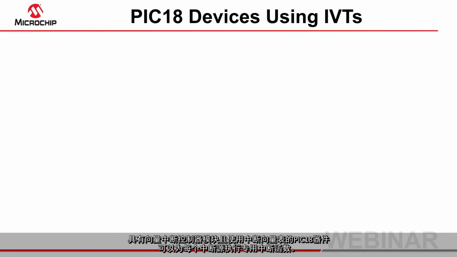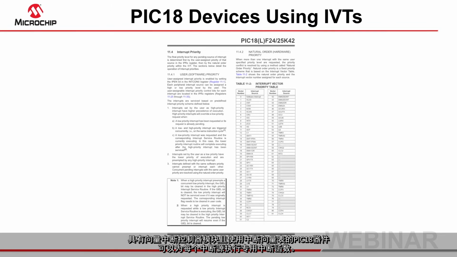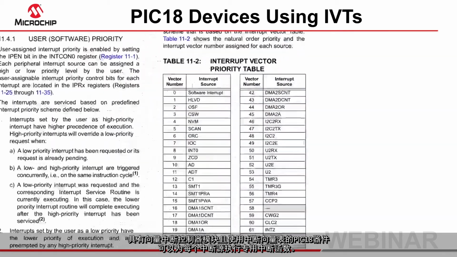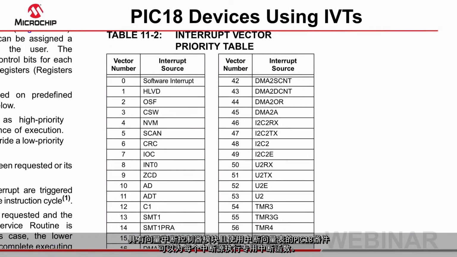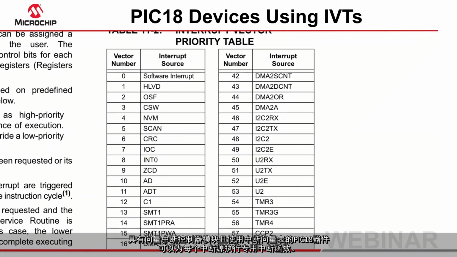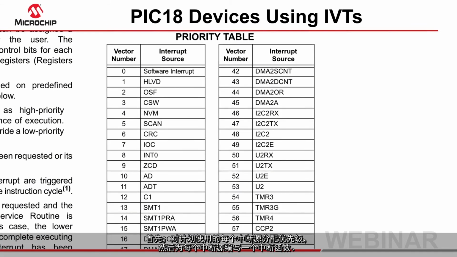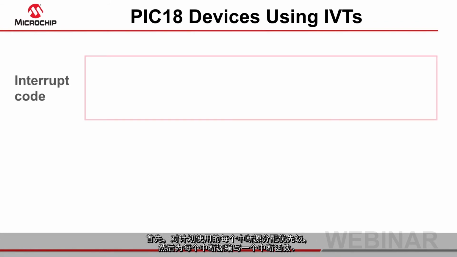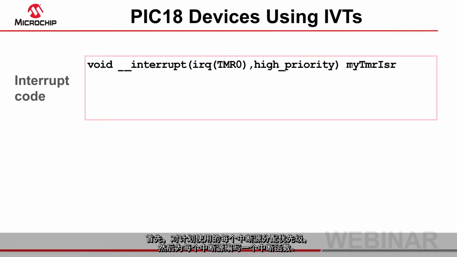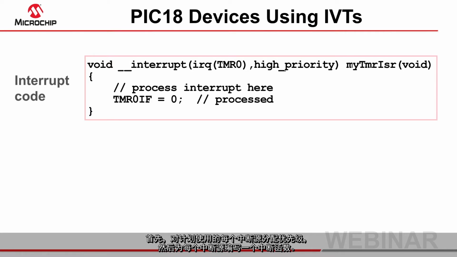The PIC18 devices which have the vectored interrupt controller module and which are using interrupt vector tables can execute a dedicated interrupt function for each interrupt source. Determine the priorities to assign to each interrupt source you plan to use. Then, typically, you will write one interrupt function for each source.